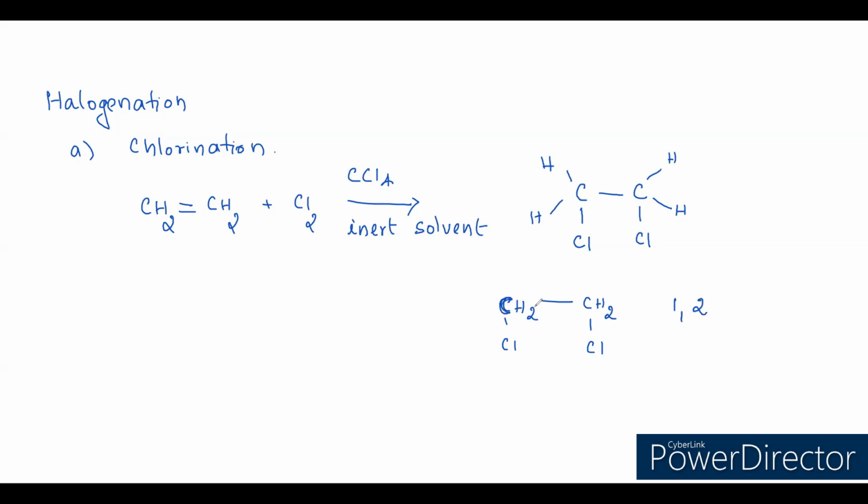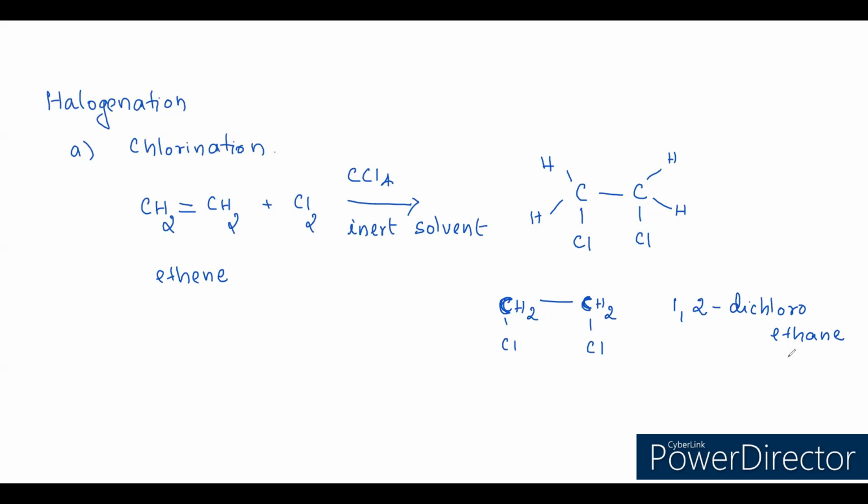This is named as 1,2. This is the first carbon. This is the second carbon. So first position, there is a chlorine. Second position, also there is a chlorine. 1,2-dichloroethane because of the single bond. This is ethene. So what did we do here? We converted ethene to 1,2-dichloroethane.